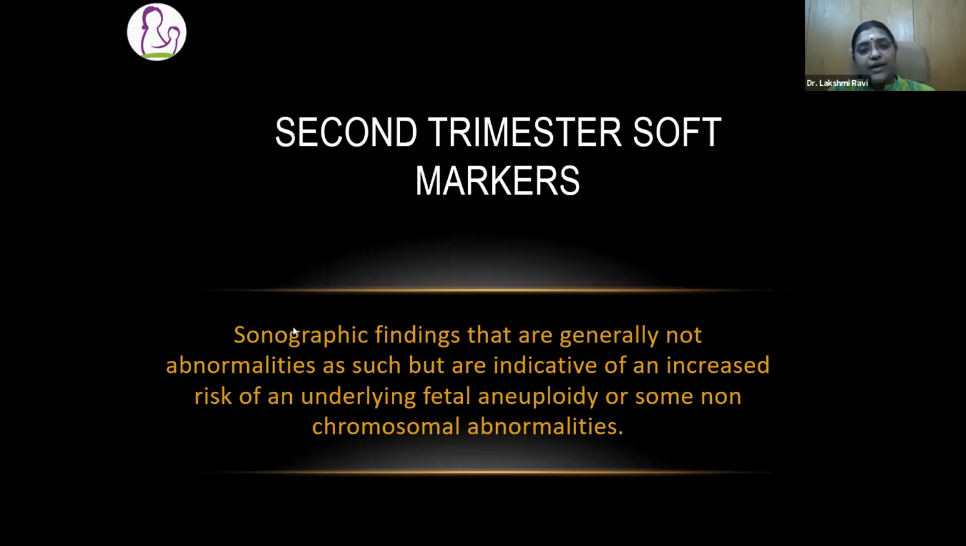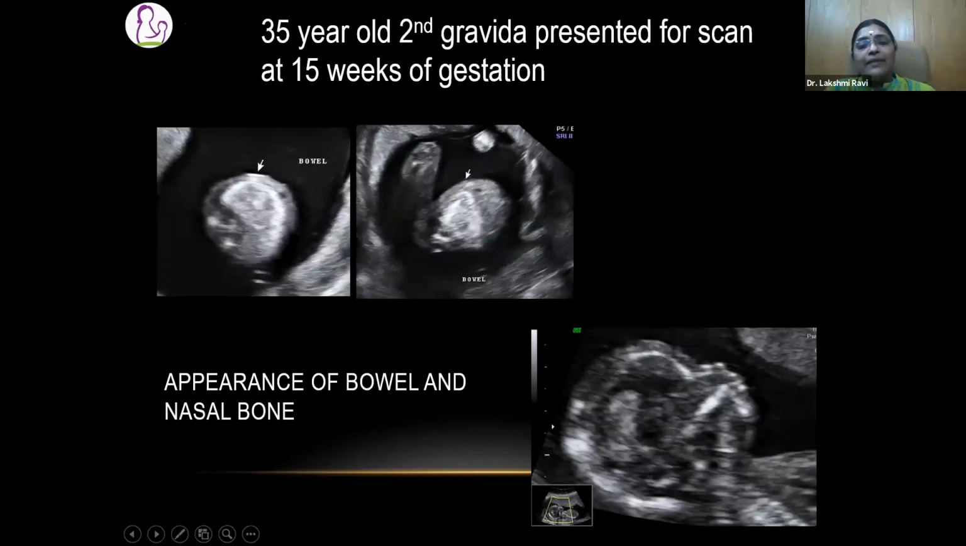So they are sonographic findings that are generally not abnormalities by themselves, but they are indicative of an increased risk of an underlying fetal aneuploidy or some non-chromosomal abnormalities. So we'll go through soft markers one by one. I will just start with a case scenario so that you will understand the importance of the soft markers.